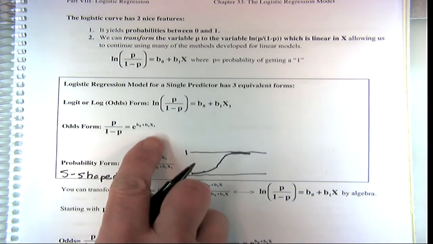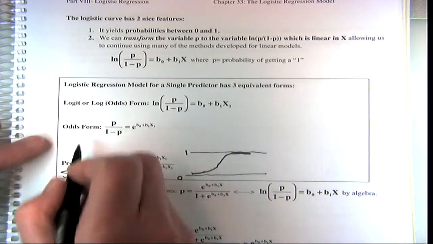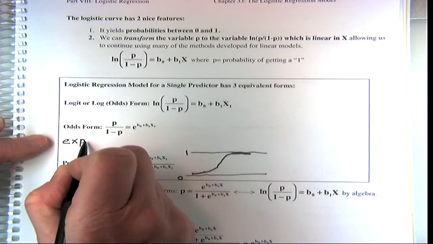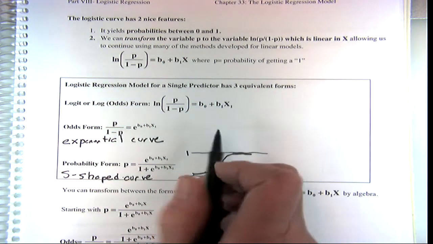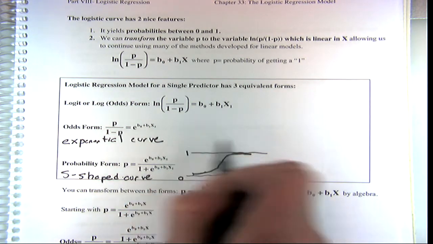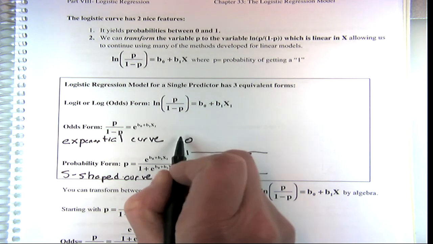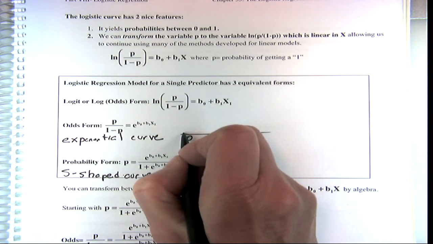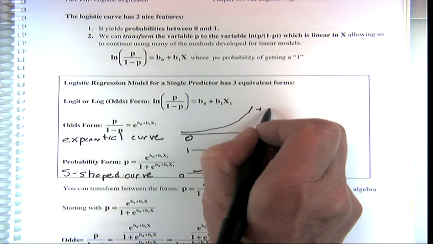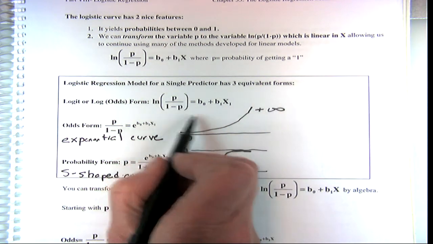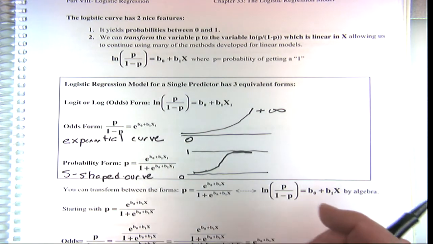This is going to be an exponential curve. Here you have the S-shaped curve. Then we can change it to an exponential curve that will just be bounded at 0, but it can go to positive infinity. So it will look like this. It can go up to positive infinity, but it can't get less than 0, right?